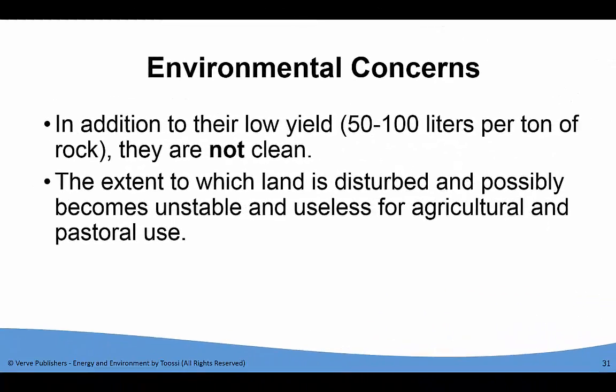The problem with the unconventional fossil fuels is that they are not environmentally very friendly. They have a very low yield compared to other forms of fossil fuel, from 50 to 100 liters per ton of rock, for example, and they're not clean. They can disturb the land, and they can possibly even cause some earthquakes. They can make the land unstable, and they can prevent the land from being used for agricultural and pastoral use.